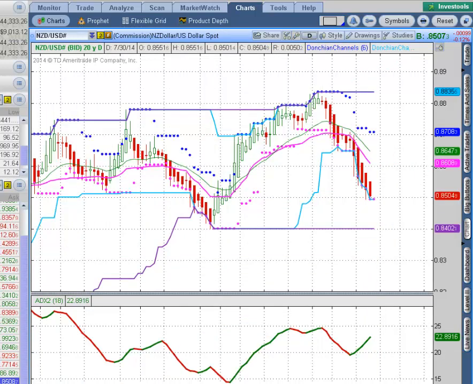Our last qualified pair is the New Zealand US dollar. Pricing had been moving sideways. We would be looking at a bearish trade. However, the price is approaching support at the 55-day Donchian channel.